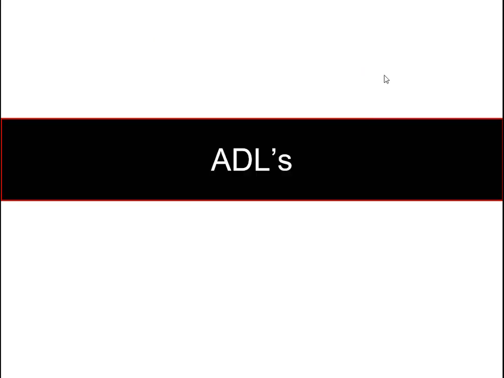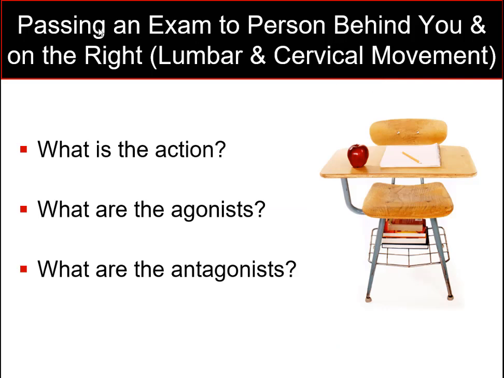Let's do some practice. So here's an example, passing an exam to a person behind you. So you're sitting in your chair and you're turning to your right. So the questions are, what is the action? What are the agonists? And what are the antagonists? So without looking at your notes, try to determine what the action is and try to guess some of the agonists and some of the antagonists.